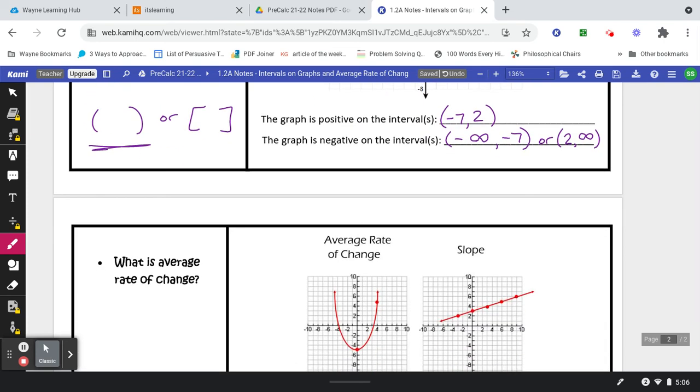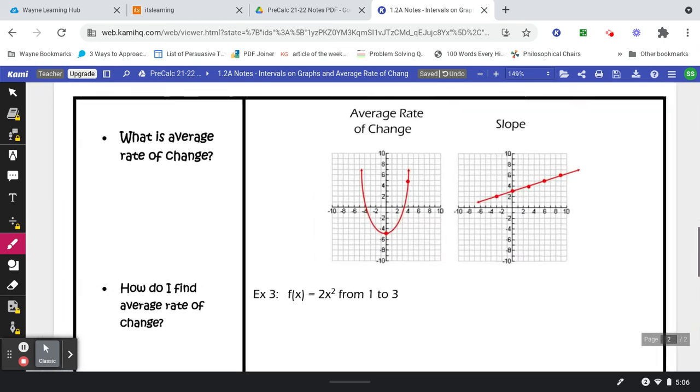On the back page, we have something called average rate of change. This first two pictures is just two different random graphs. They have nothing to do with the problems down below. It's just so that we can talk about the difference between average rate of change and slope. So the slope is only used for a straight line. And it's consistent all the way through.